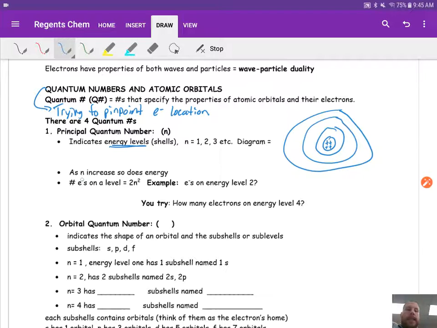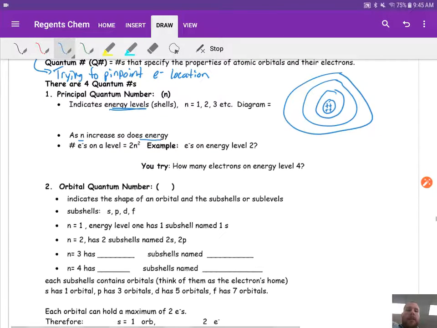The number of electrons on a level is 2n squared. So if we were asked how many electrons are on energy level 2, we would just plug in 2 for n and do the math. 2 squared is 4, times 2 would be 8. For energy level 4, same idea, plug in 4 for n. 4 squared is 16, times 2 gives us a total of 32 electrons on that energy level.